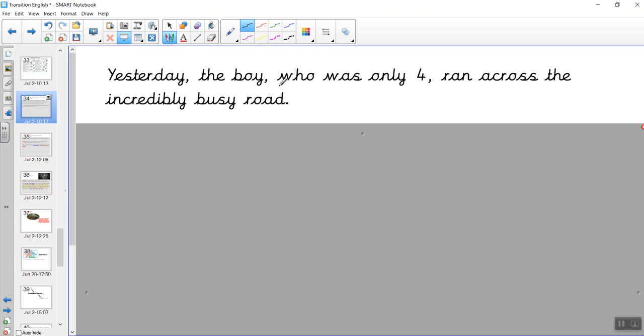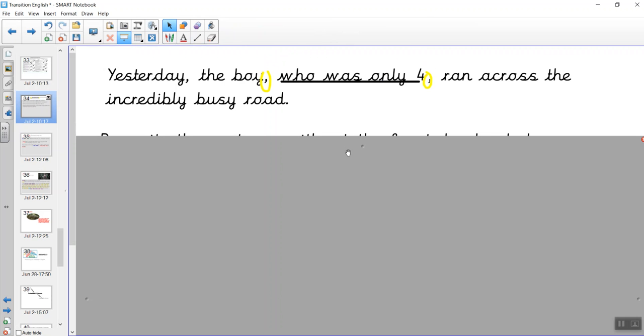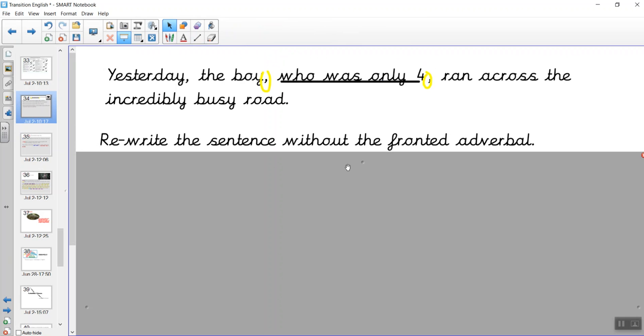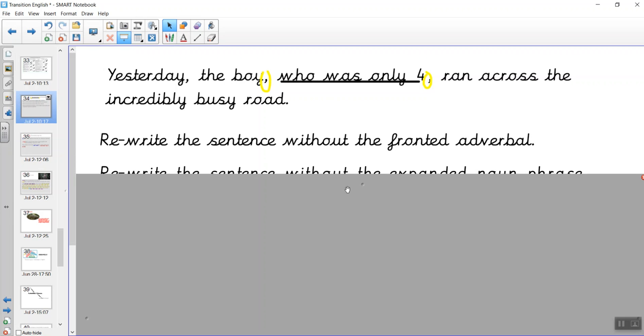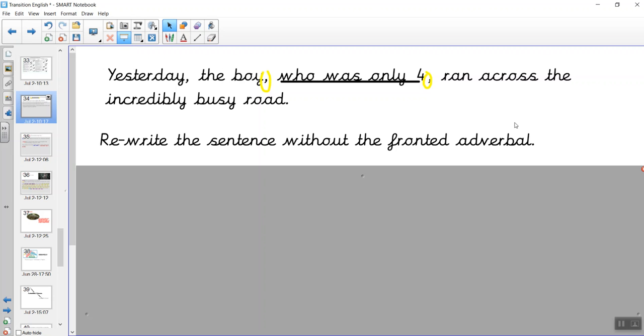And here I can see a relative clause. We tidy that up a little bit. I can see a relative clause separated out by some commas here. Let's look underneath. Let's see what the next one is. So we're going to rewrite the sentence without the fronted adverbial. So if I took out the fronted adverbial, what would my sentence say? So get yourself a piece of paper and a pencil, and can you rewrite this sentence without the fronted adverbial?